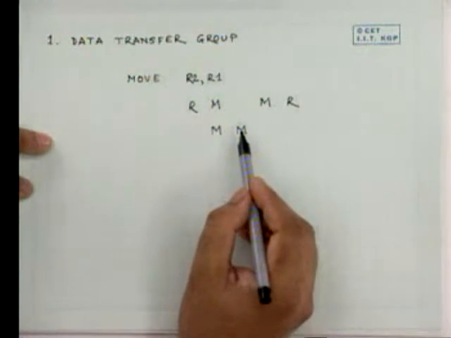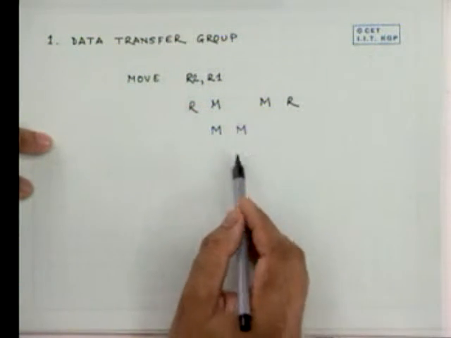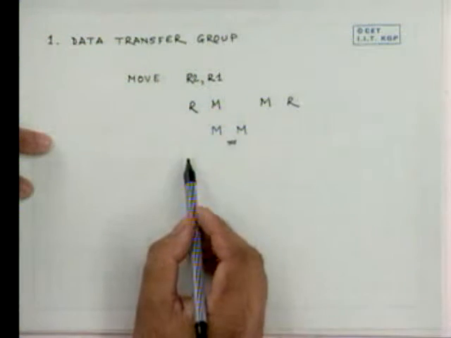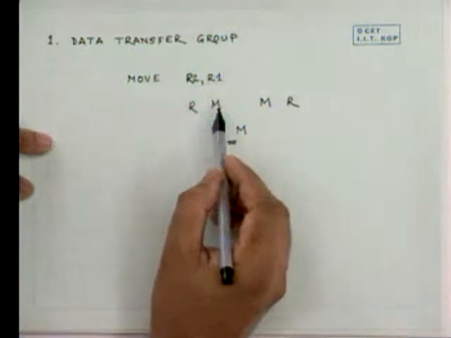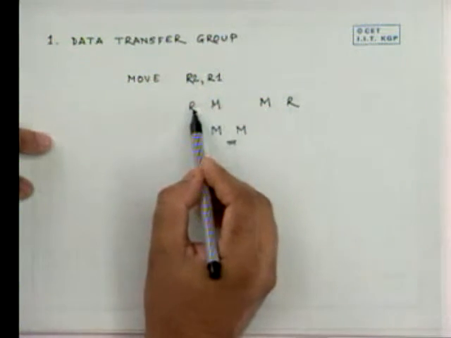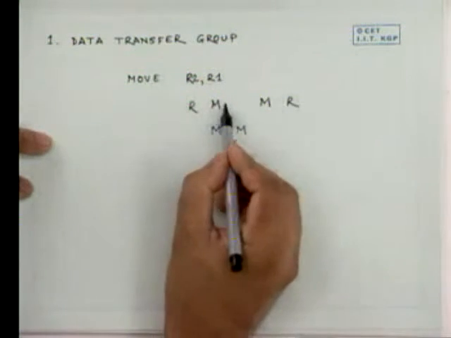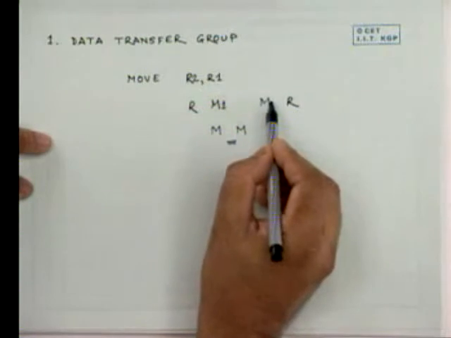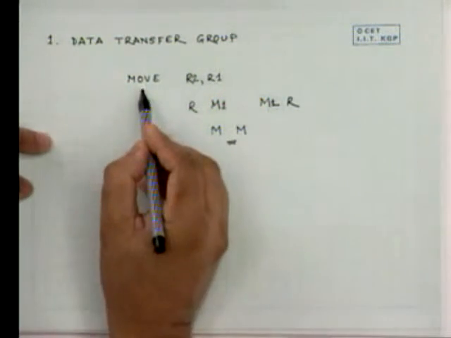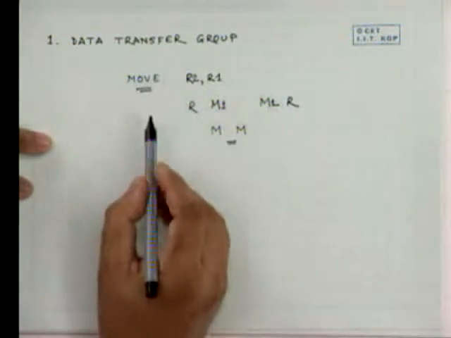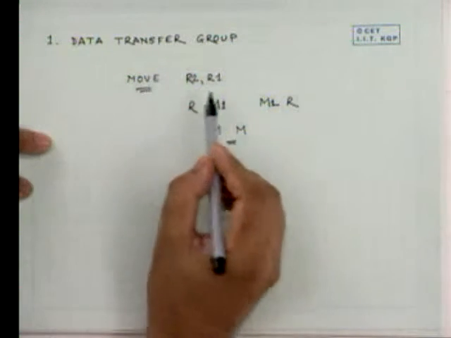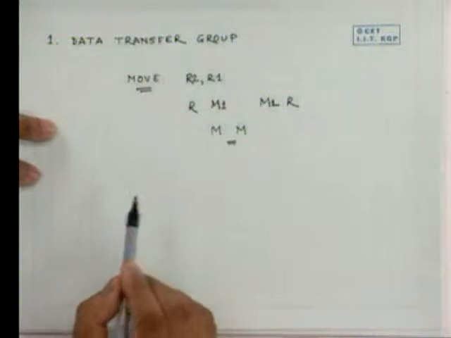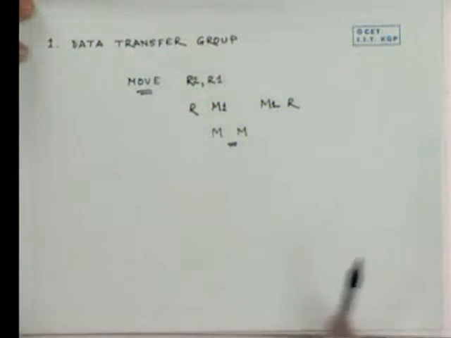For example, in the case of a single address instruction, memory to memory movement is not there. In that case, one has to move the data from memory 1 to a register, and then from the register to memory 2. But moving data from one point to another is a very important instruction that has to be there in some form or other in every machine.